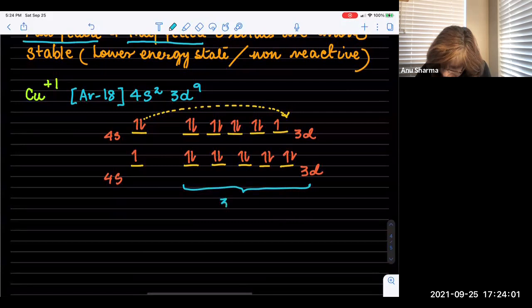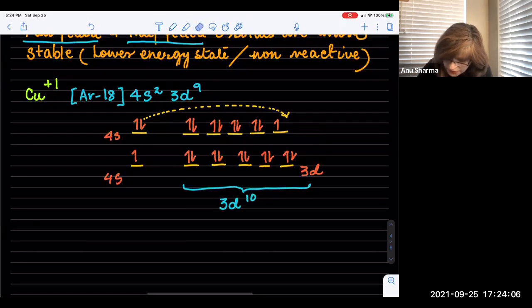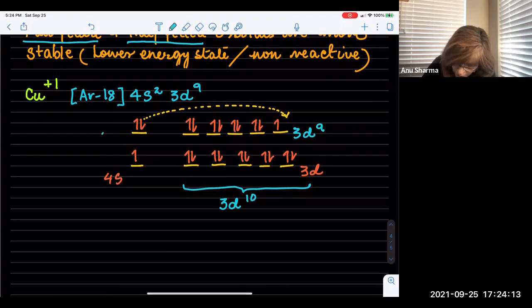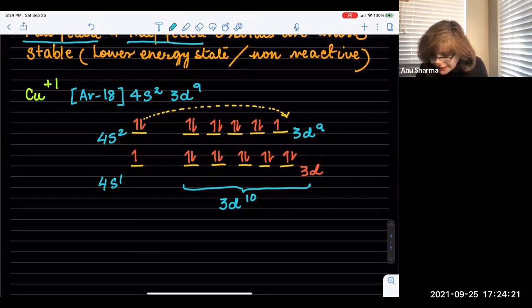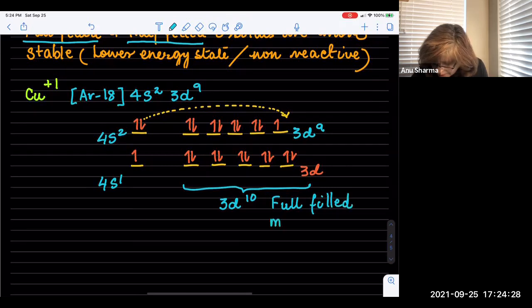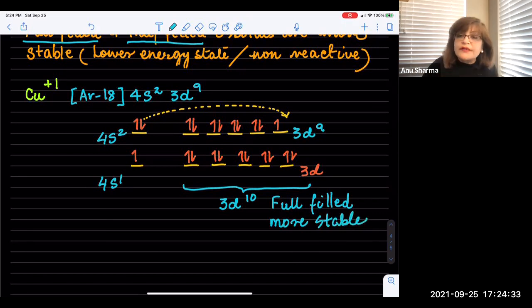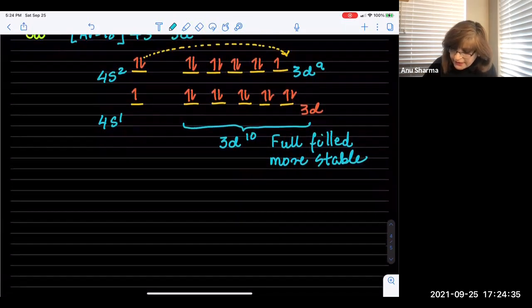So 3d has 10. Here it was 3d9, and the other was 4s2. But now we have 4s1 and 3d10. So this is fulfilled and more stable. When this is a more stable orbital, that means this is a better condition.